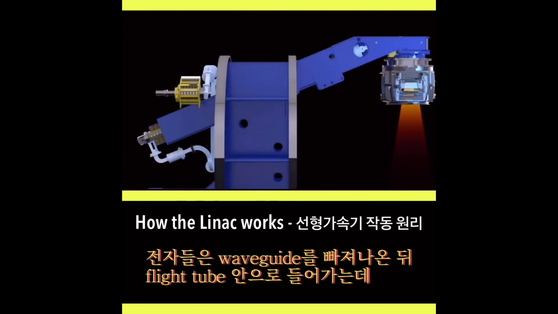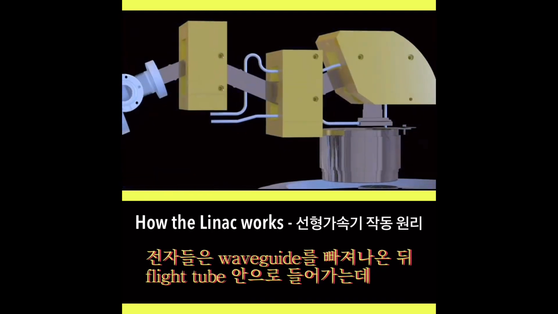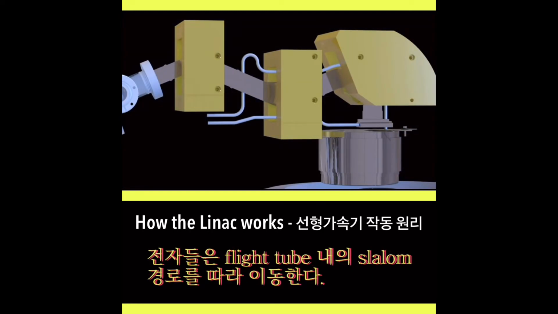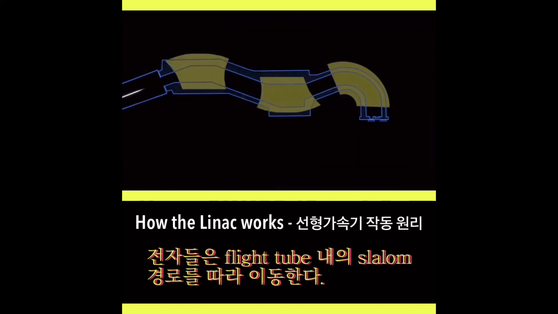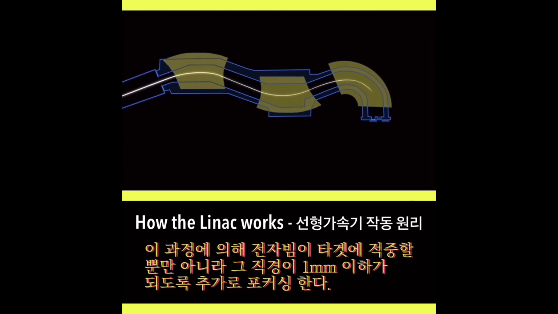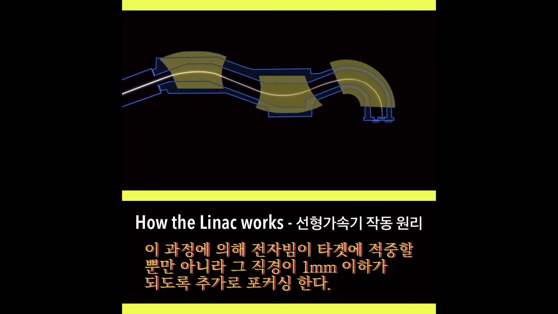The electrons exit the waveguide and enter the flight tube, where the beam is redirected towards the target. The electrons travel along a slalom path within the flight tube. 3 pairs of magnets on either side of the flight tube cause the electron beam to bend through the turns of the slalom. This process not only positions the beam to strike the target, but it also further focuses the beam to a diameter of 1 millimeter.